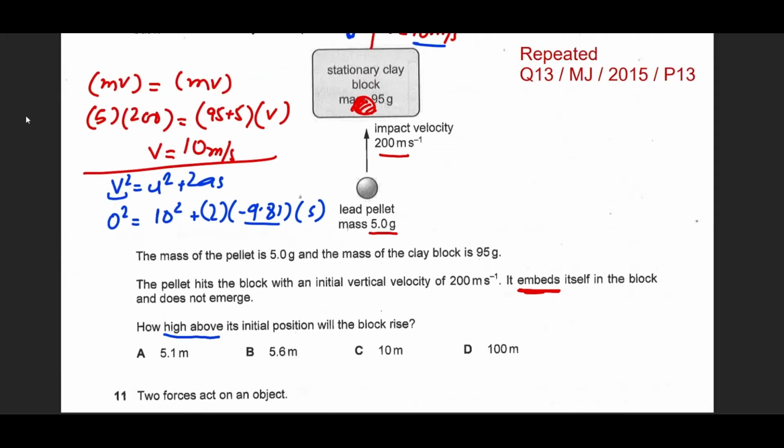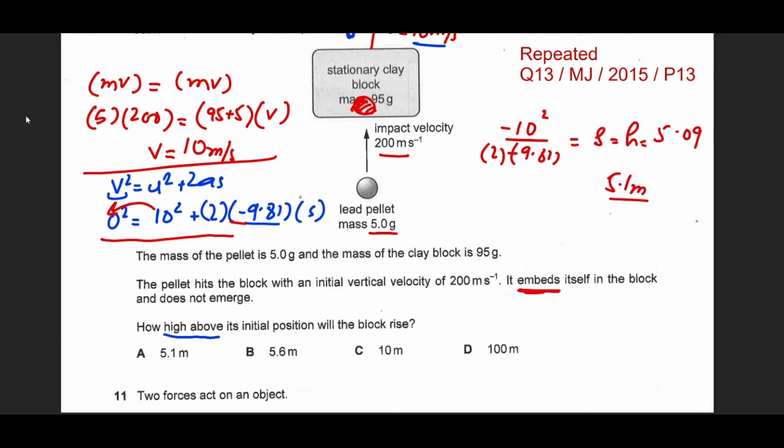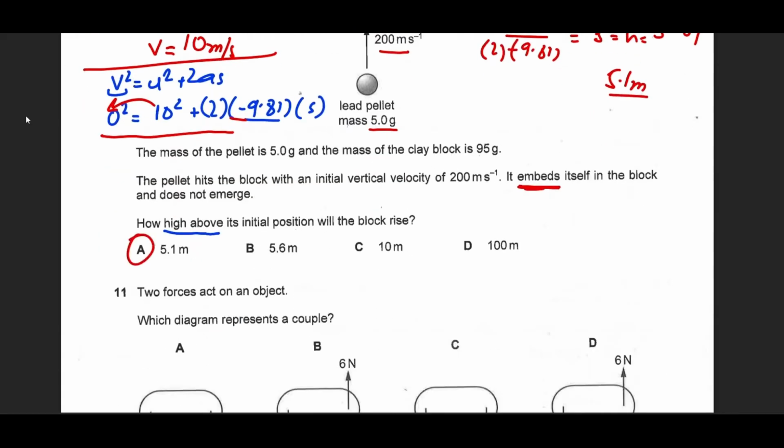When you solve this, you might think that this 10 squared does not have a negative sign, but it does. When you take the 10 squared over there, it gets a negative sign on its own because of mathematics. So this will become negative 10 squared divided by negative 9.81 multiplied by 2 equals S, which is your height h. That comes out as 5.09, which becomes 5.1 meters. So this will be option A.